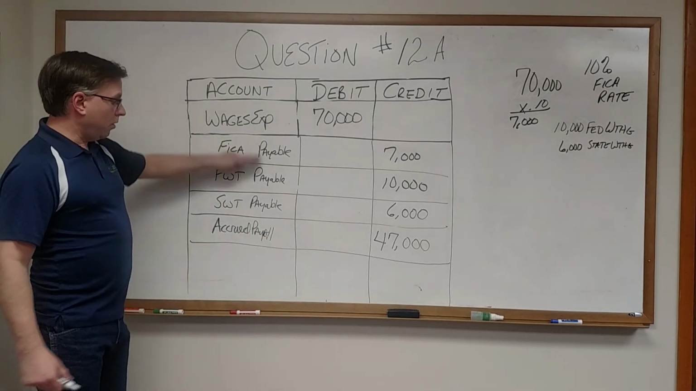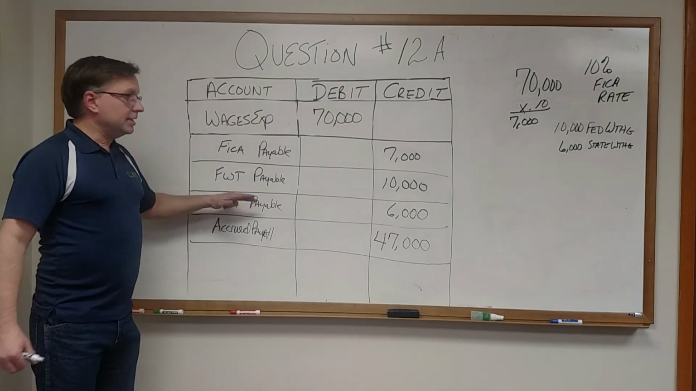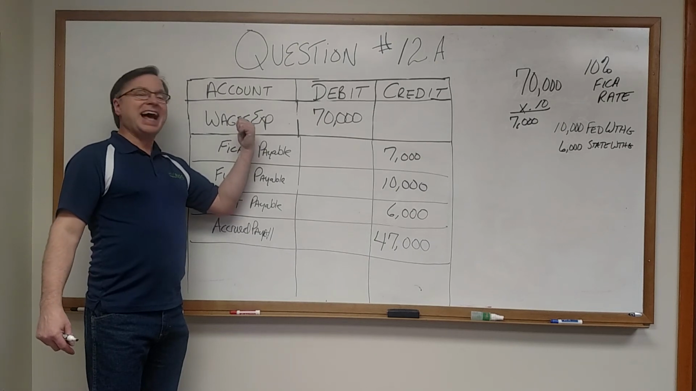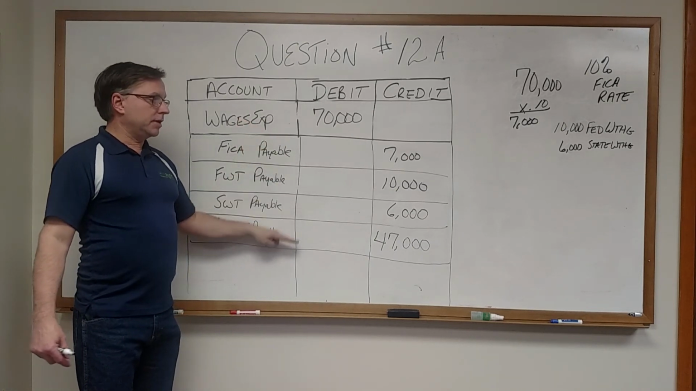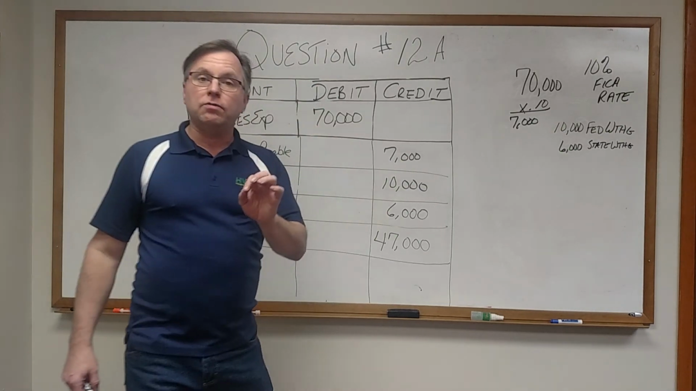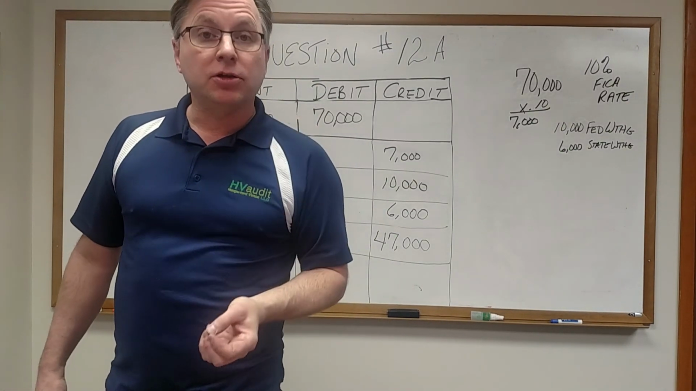So accrued payroll, all four of these are liabilities. This means we haven't paid them yet, but we still get to record the expense on the income statement. These are on the balance sheet to show we owe them. And that is the answer to 12A, and in a second I'll talk about 12B.